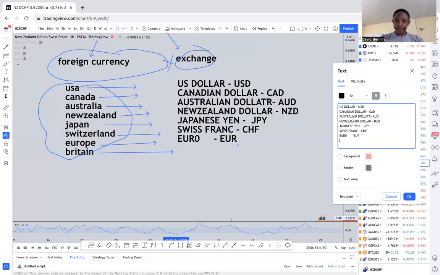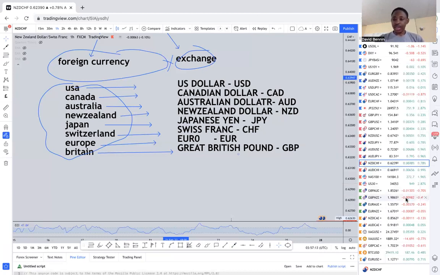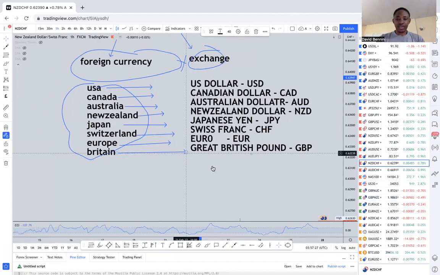EUR. And then finally we have Britain, and they spend the Great British pound, represented as GBP. So these are the 8 major countries whose currencies we exchange. I'm taking a little different approach, so I'll come back and explain everything.